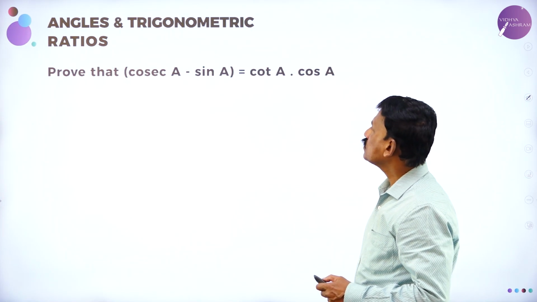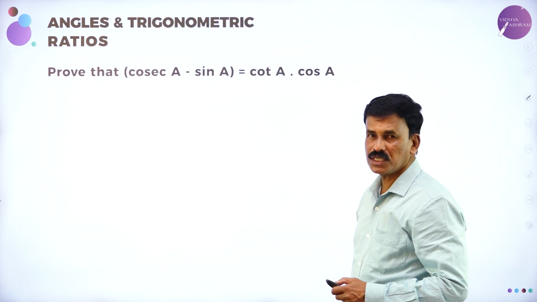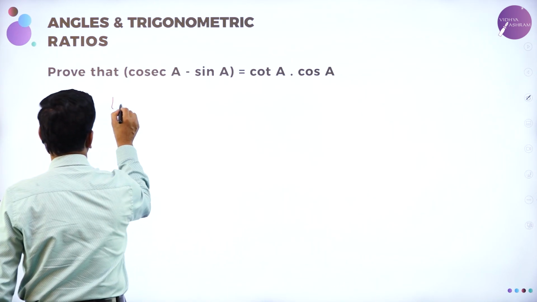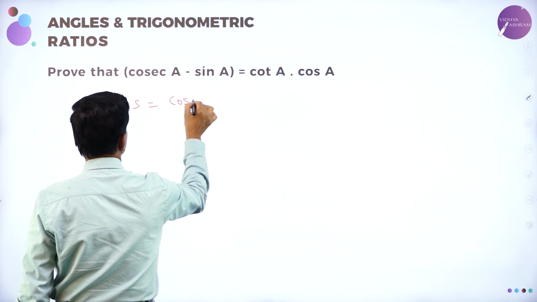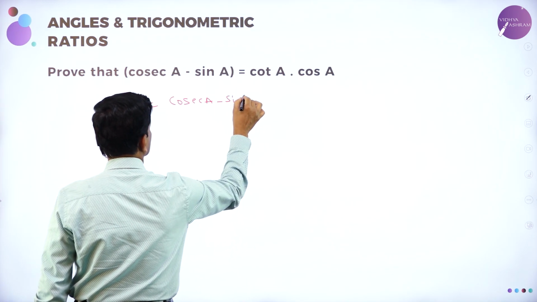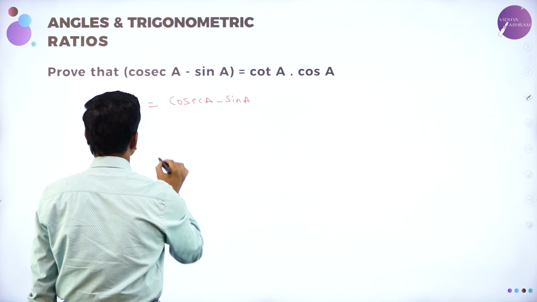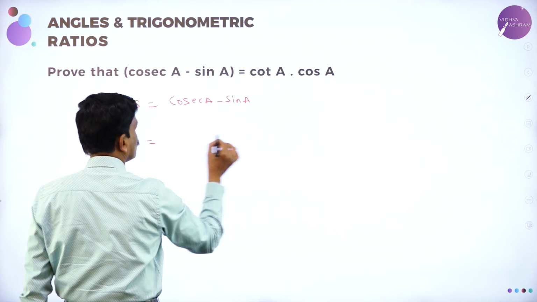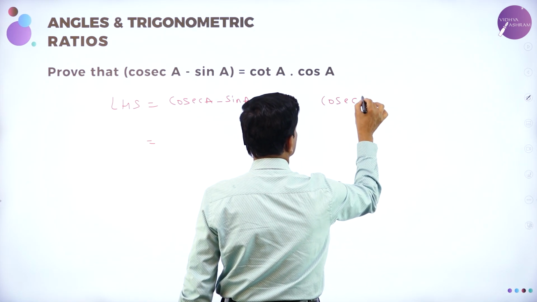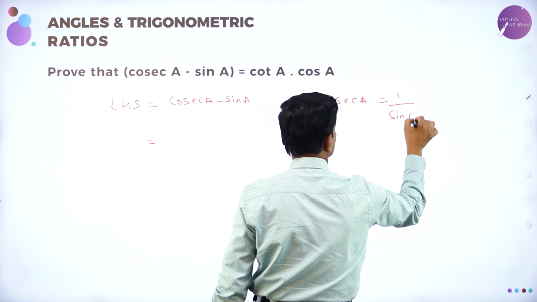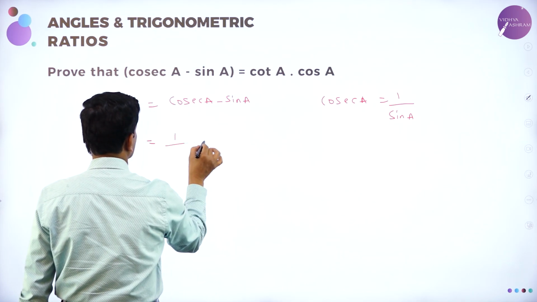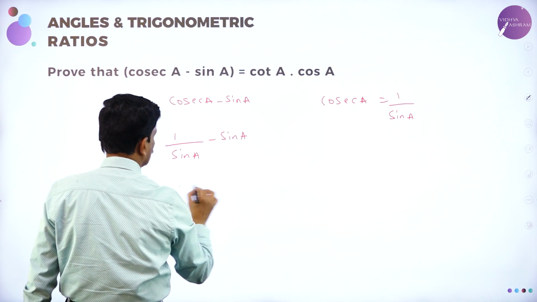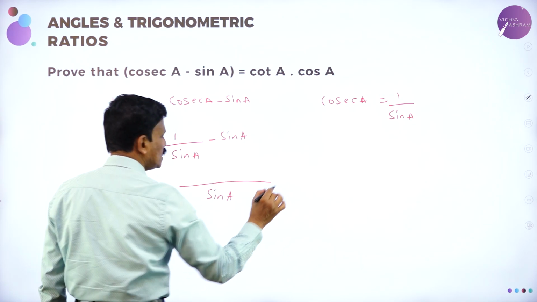Prove that cosecant A minus sin A is equal to cot A into cos A. Same, this is like the previous problem. Now what is LHS? LHS is cosecant A minus sin A. Now the answer we want to get is cot A into cos A. Now what is the reciprocal of cosecant A? You know cosecant A is also equal to 1 over sin A. Right. This cosecant can be written as 1 over sin A minus this sin A as it is. Now take LCM. What is the LCM? Sin A is the LCM.